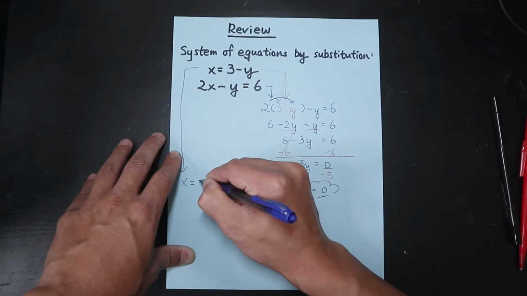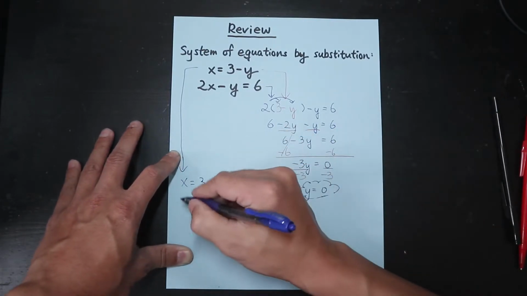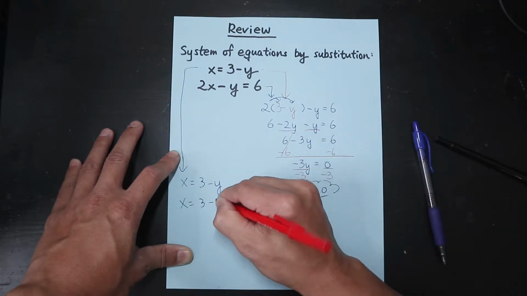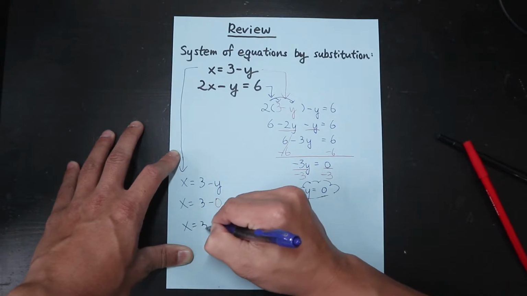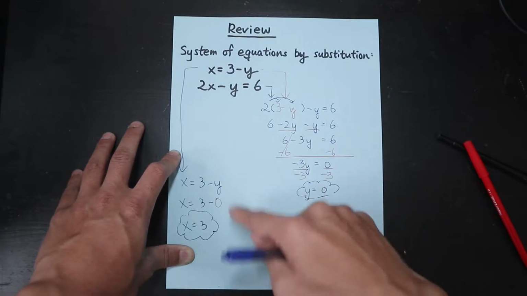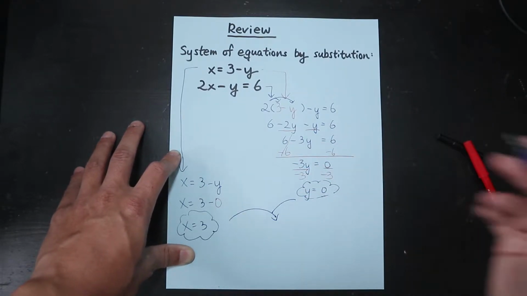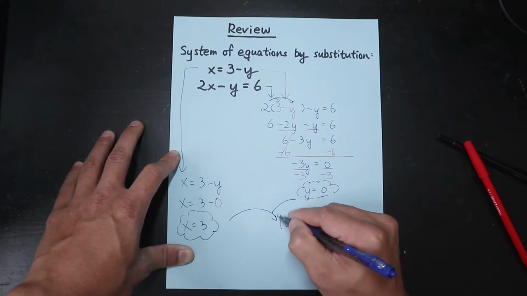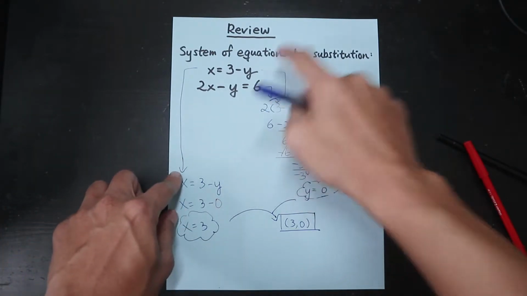x is equal to 3 minus y. And you replace the y with 0. So x is equal to 3 minus, instead of y, you're going to write 0. And then you subtract: 3 minus 0 is going to be 3. And that means you found two answers. So we're going to put them in an ordered pair. So x comes first before y. So you're going to write open parentheses, 3 comma 0, close parentheses. And these are the two answers to the system of equations.